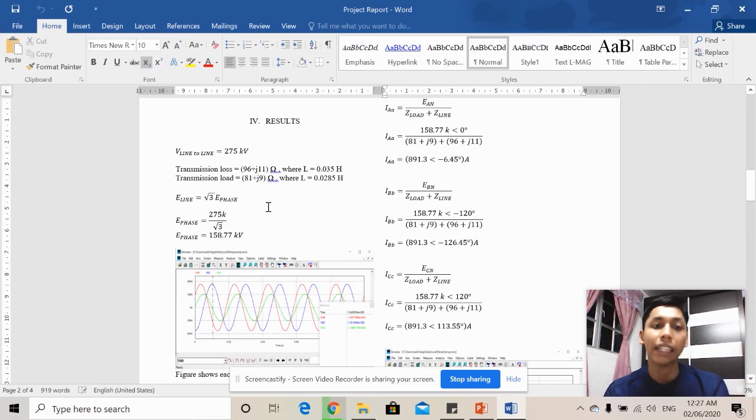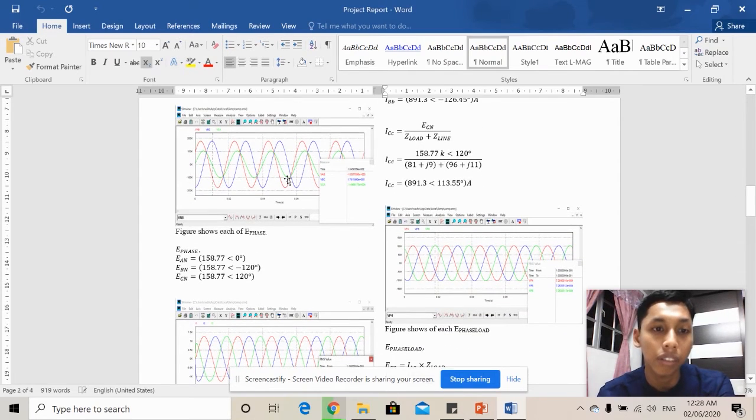So you can see the formula that I told you the first time, that is E line equals root 3 E phase. And then you can see the E phase value: when we take the 275 kV over root 3, we get the total for E phase, which is 158.77 kilovolt.